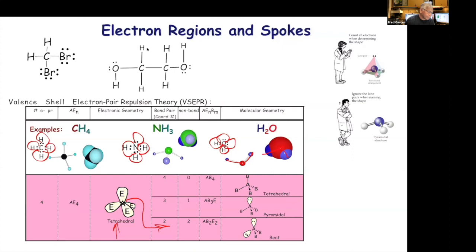So let's take a look at this. This right here has 4 regions of electron density. So it's going to be here. Its electronic geometry is tetrahedral, but because it only has 2 bonded atoms at the end and 2 lone pairs, that's going to be bent around that oxygen. But these carbons right here have 4 regions of electron density, and at the end of these bonds, they have bonded atoms. So they're going to be tetrahedral.